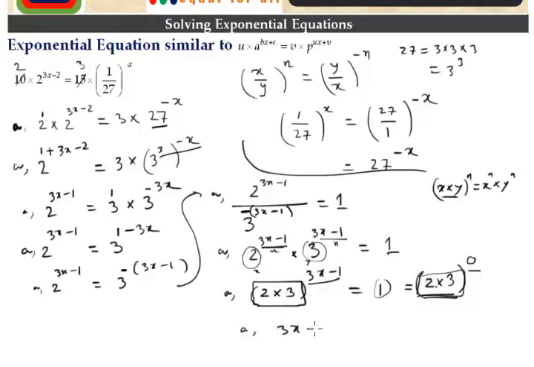So 3x minus 1 is 0, or 3x equals, if we take this minus 1 to the other side, it will be 1. Therefore x equals 1 divided by 3. If we bring this 3 down, it will be x equals 1 by 3.